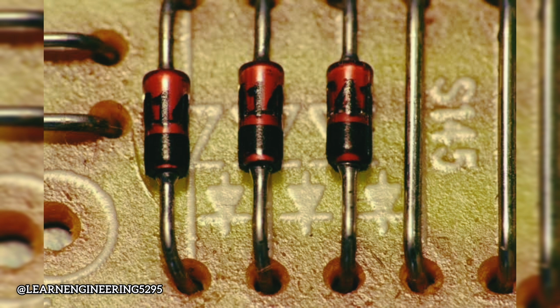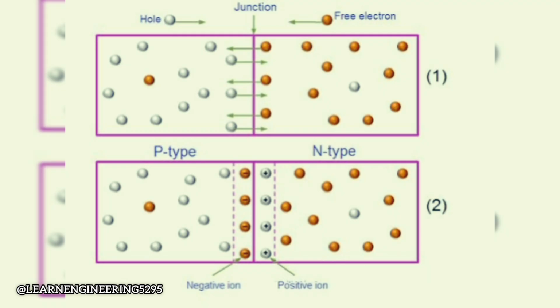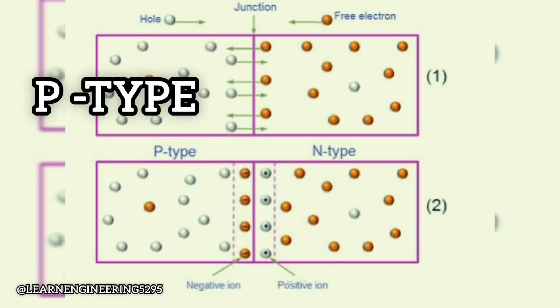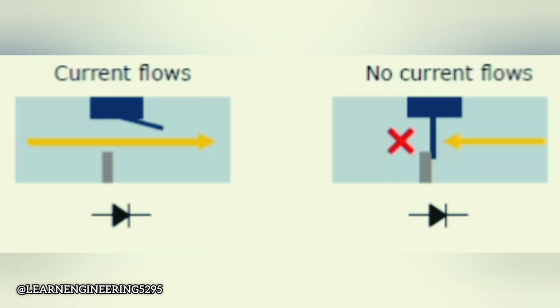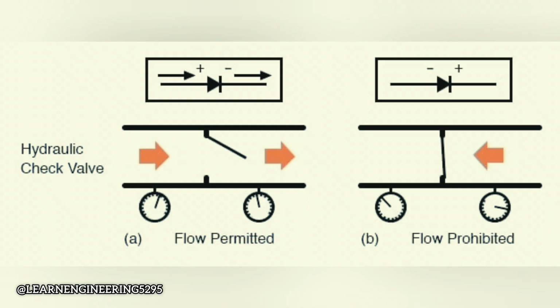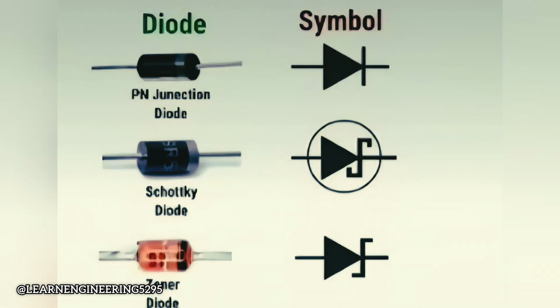A basic diode is made from two types of semiconductor material, P type and N type. When these are joined together, they form a PN junction. This is the core of the diode. When connected in the forward direction, the diode allows current to pass, but if connected in the reverse direction, it blocks the current. There are many types of diodes, each with a unique purpose.